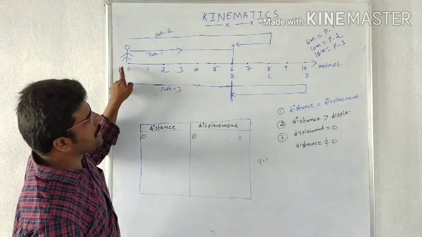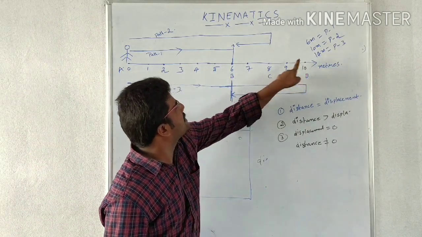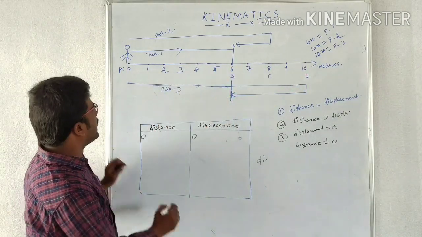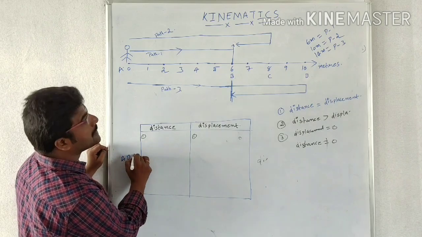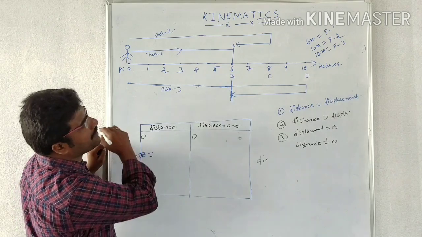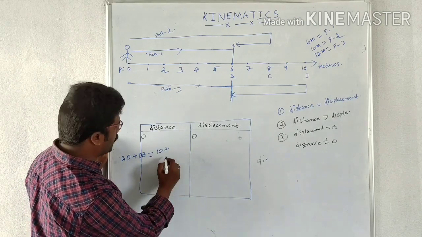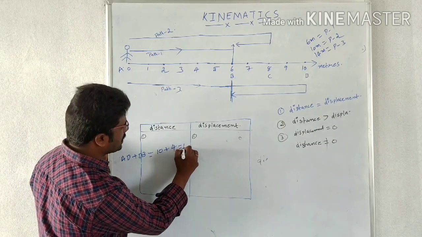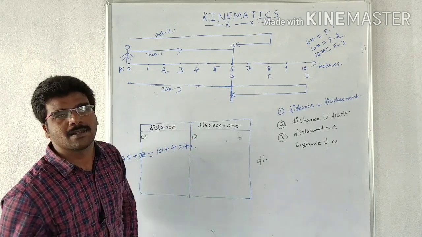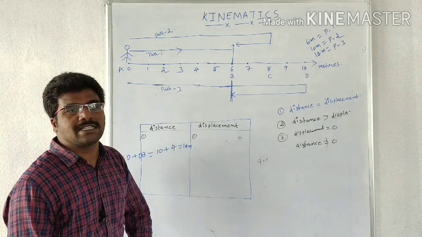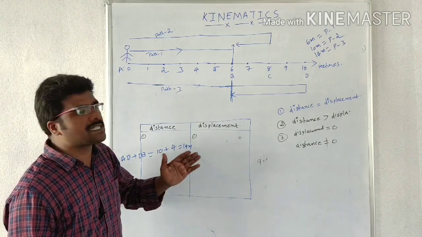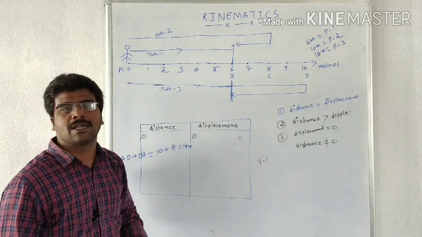How? AD plus DB. What is the AD value? 10. Plus DB. What is the DB value? 4. 10 plus 4, that is 14 meters. So these are the distances traveled by the person in three different paths.